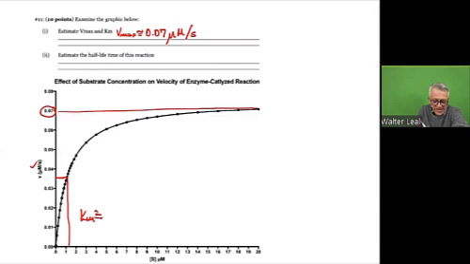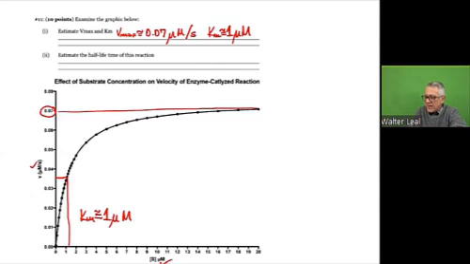If you say 1 micromolar, that's good enough. If you say 1.2 micromolar, if you say 0.9 micromolar, I'll take it. I will not take it if you say 3 micromolar or something of that nature, okay? So that would be the Km, approximately 1 micromolar. So Vmax 0.7, Km approximately 1 micromolar. That would be the answer for part I.